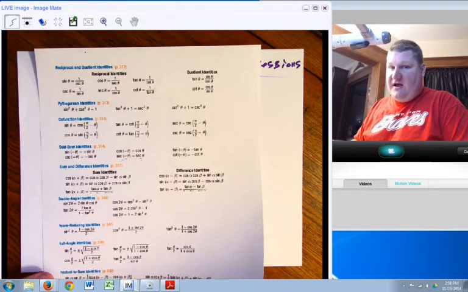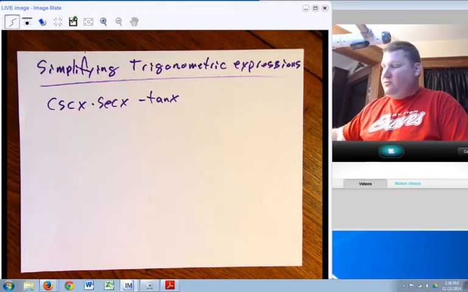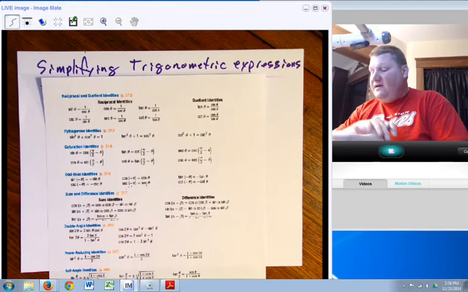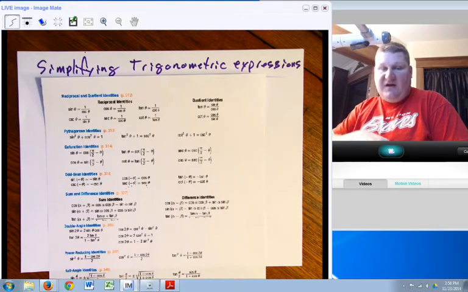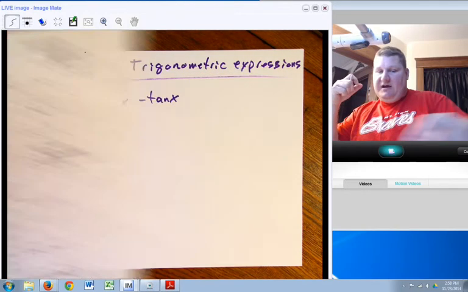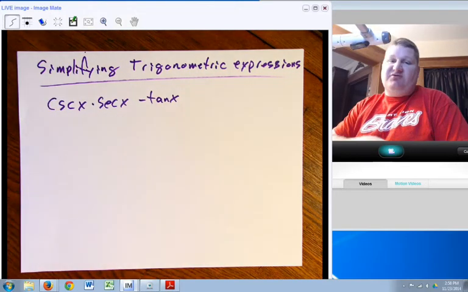Eventually, you're going to have to do it without the sheet. But for now, you're going to want to use this like a lifesaver because it's going to give you all of the process and answers that you need. It's just like if you had all of your geometry theorems and postulates right here together in one place. So, with that, we're going to simplify some trigonometric expressions.